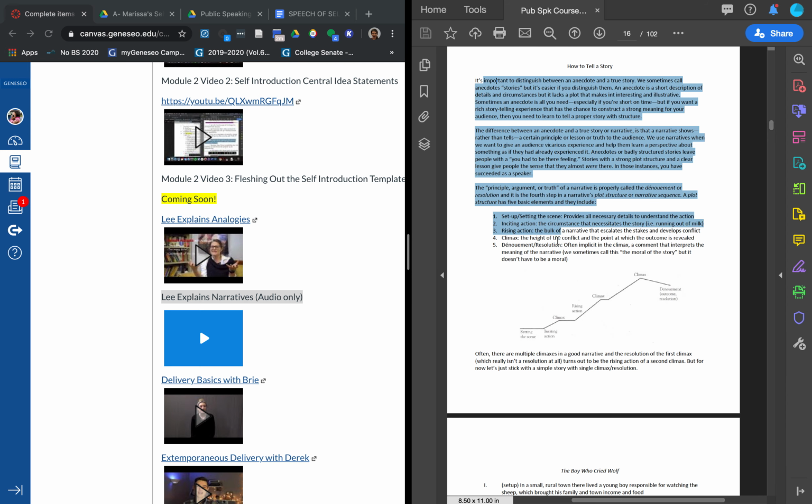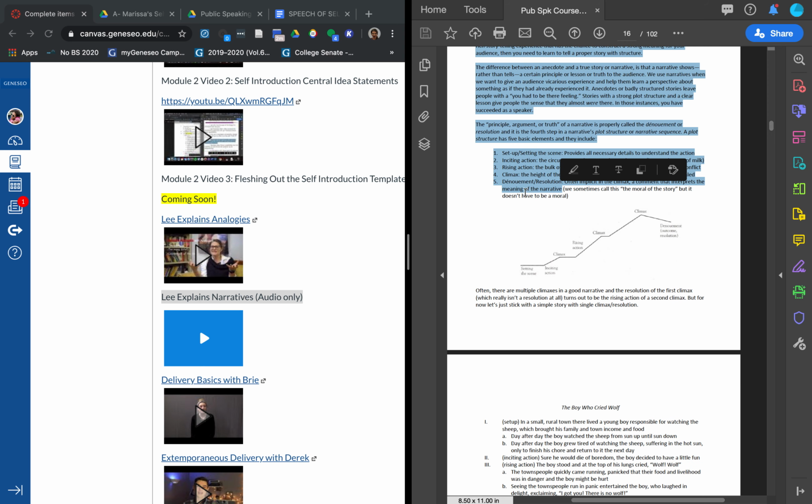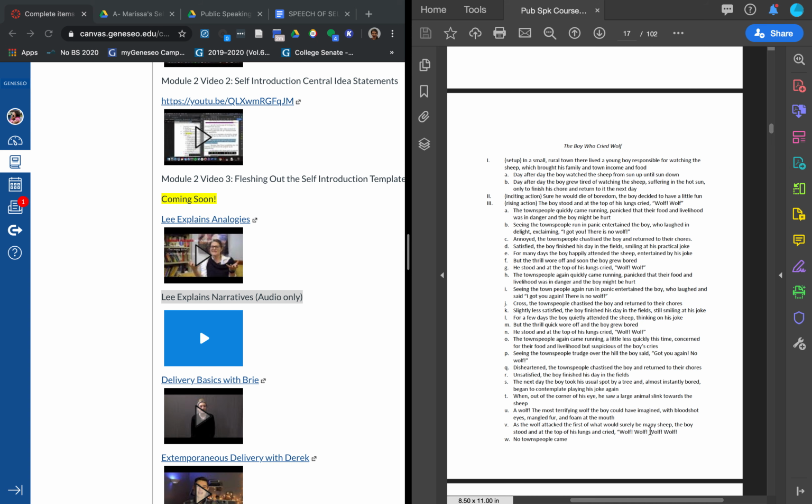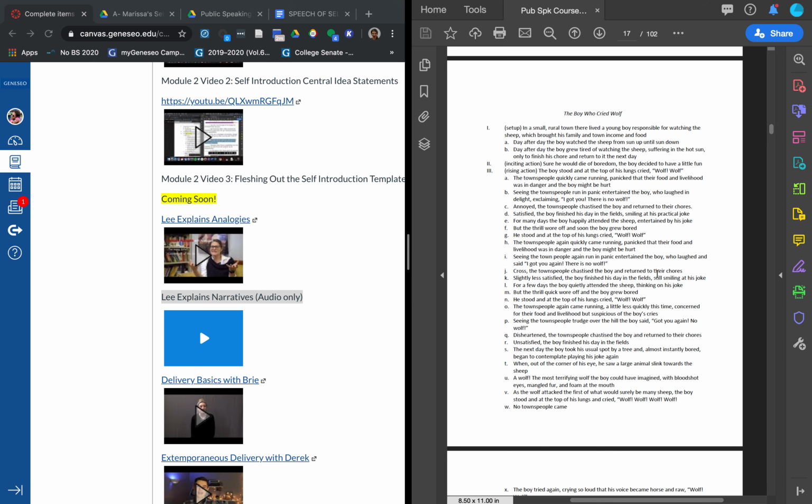So this is the transcript basically of the audio. And then it talks about the different parts of the chart. And then I talk about the Boy Who Cried Wolf as an example. And yes, this is the story of the Boy Who Cried Wolf, but I actually rewrote it. And you'll notice it uses that rule of 3, where every time the boy cries wolf, the stakes are higher, the stakes are higher, the stakes are higher, because you want to build that rising action.